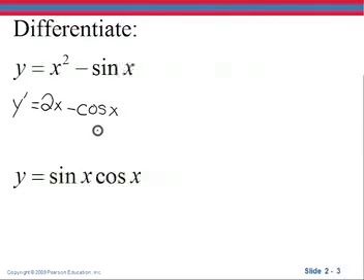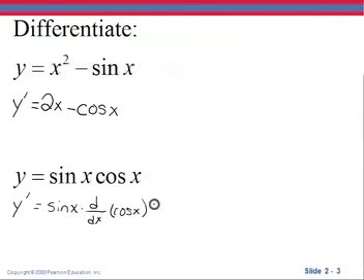In the second problem, y equals sine x cosine x, when we differentiate here, we will have to use the product rule since we have a product. The product rule tells us to take the first term, which is sine x, times the derivative of the second term, which is cosine x, plus cosine x, the second term, times the derivative of the first term, which is sine x, or the first function.